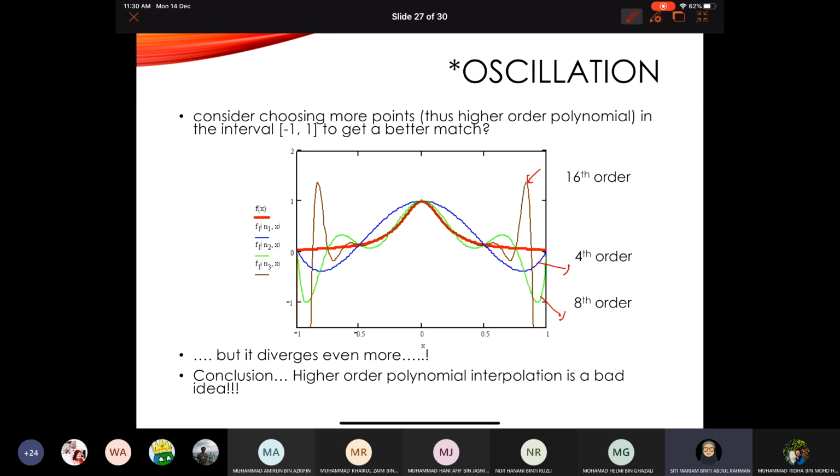So the conclusion is that higher order polynomial interpolation is a bad idea. So tak payah guna higher order sangat lah. Sampai 3rd, 4th tu dah ni dah.